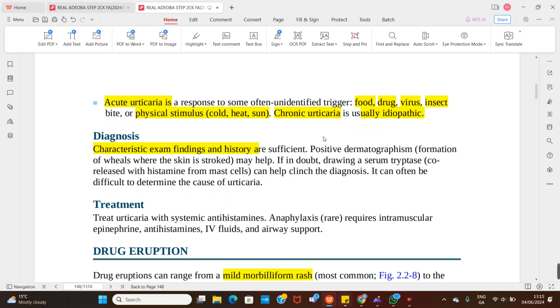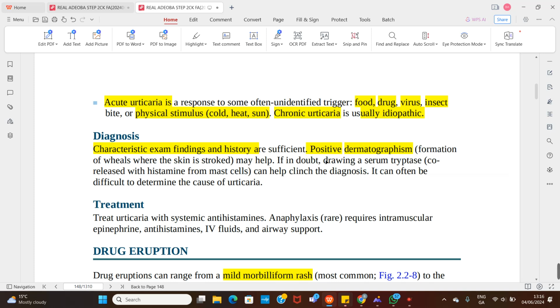Sometimes you can do what you call dermatographism. What you are trying to do here is just apply pressure to the skin. You stroke the skin and you see that the wheals of this urticaria rash newly appear. While you are stroking the skin, you notice that you are forming wheals in the direction where you are stroking, right? So that is what you call positive dermatographism. It's one of the peculiarities of urticaria.